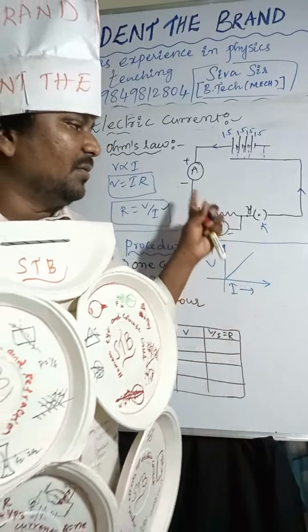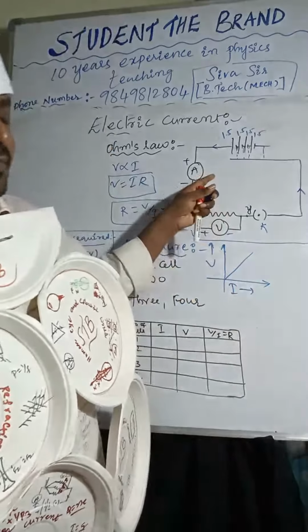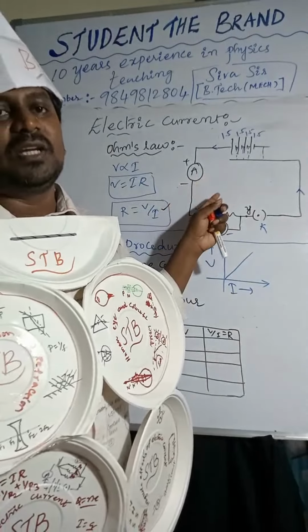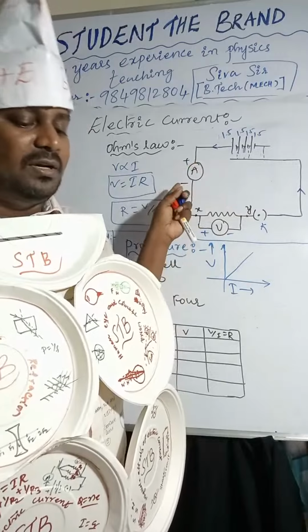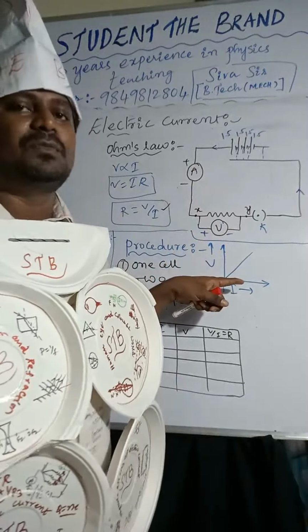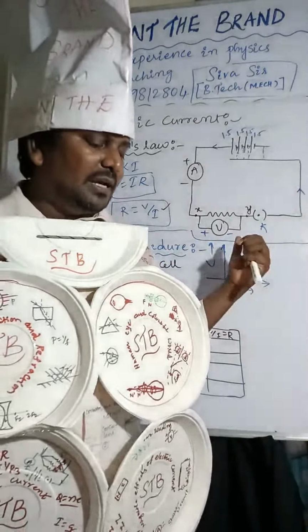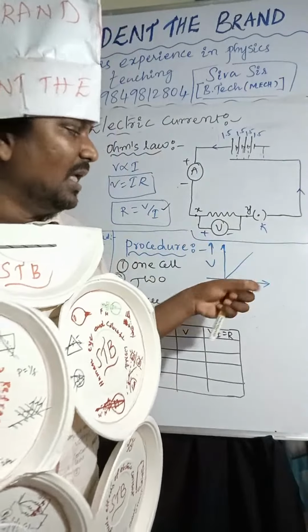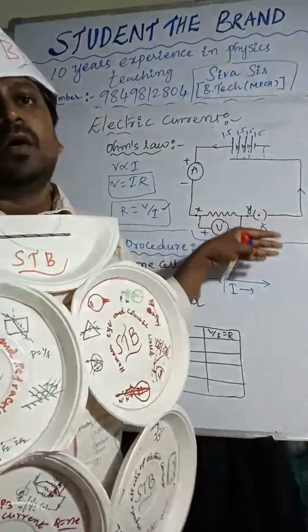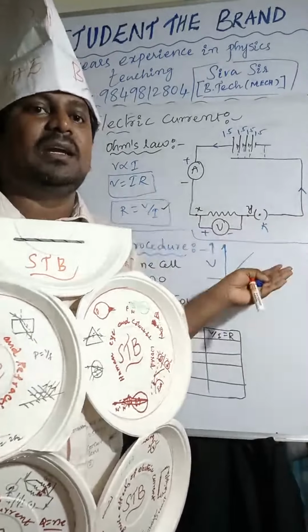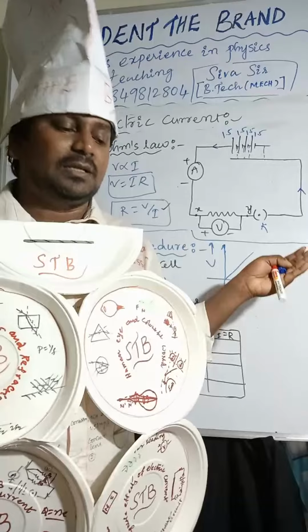When you are connecting the voltmeter and ammeter, we are starting with one cell, right? So right from the start it is 0. That's the reason it starts from 0. Initially the ammeter and voltmeter start from 0, and the graph gives a linear line like this, for ohmic conductors only.